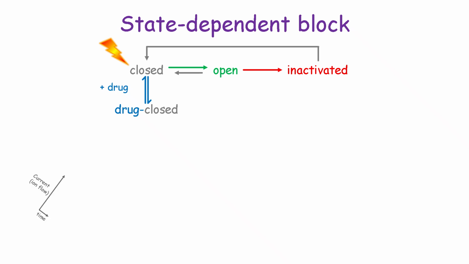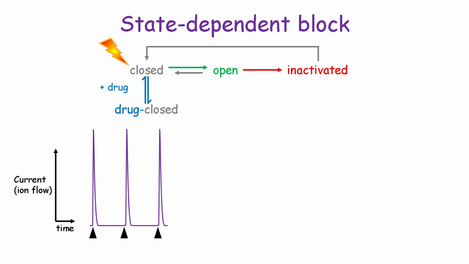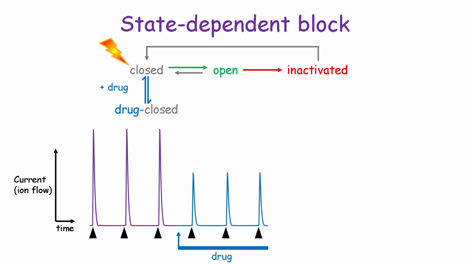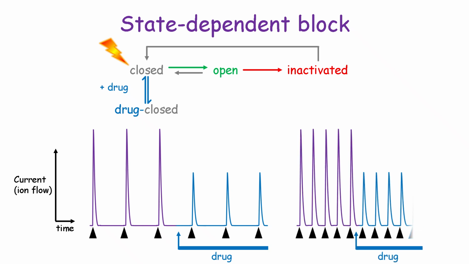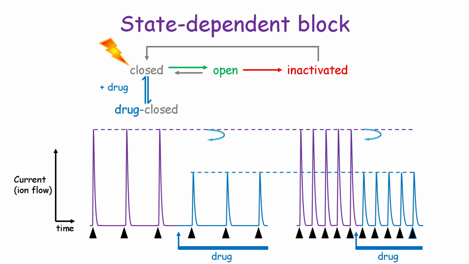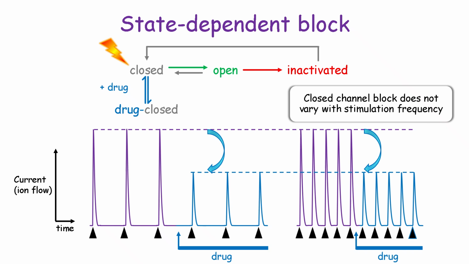When we record membrane currents in response to low-frequency stimulation, adding the drug causes a reduction in peak current amplitude. This inhibition increases with rising drug concentration, although not shown here. With high-frequency stimulation, the drug produces a similar reduction in current amplitude. Notably, the extent of inhibition is the same regardless of stimulation frequency. This pattern clearly distinguishes the action of a closed channel blocker from an open channel blocker.